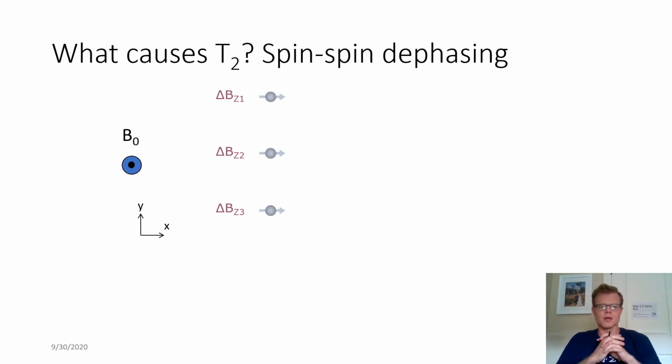Okay, so suppose we have a set of spins here. These are, remember, hydrogen atoms, likely in water. They're close to each other, maybe even on the same water molecule or just sitting nearby. And because each of these spins creates its own little magnetic field, there's actually a slightly different magnetic field for each of these spins. Okay, and that's what's noted here by this delta BZ1, 2, and 3. This is there to say that each one of these spins has a slightly different magnetic field it's experiencing.